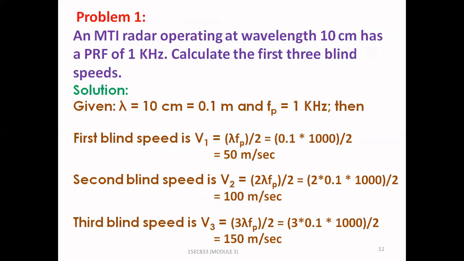Second blind speed is V2 equal to 2 lambda Fp divided by 2 equal to 2 into 0.1 into 1000 divided by 2 equal to 100 meters per second. Third blind speed is V3 equal to 3 lambda Fp by 2 equal to 3 into 0.1 into 1000 divided by 2 equal to 150 meters per second.